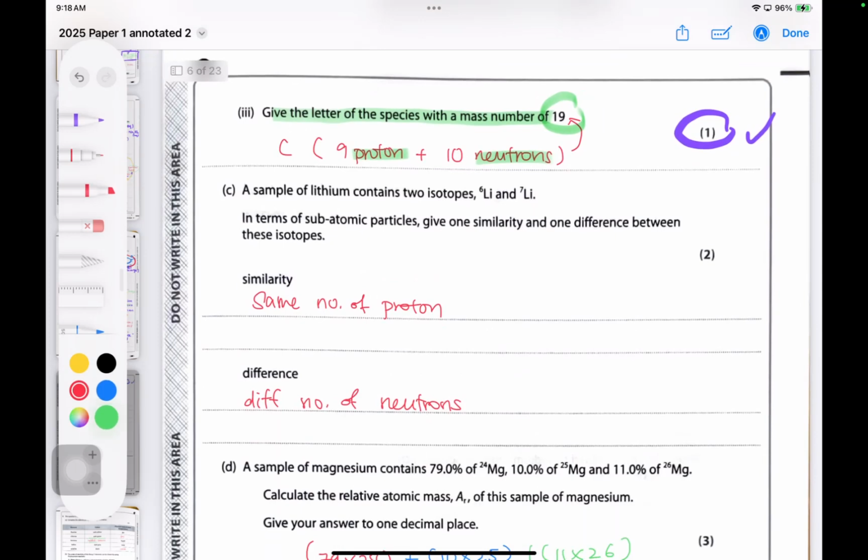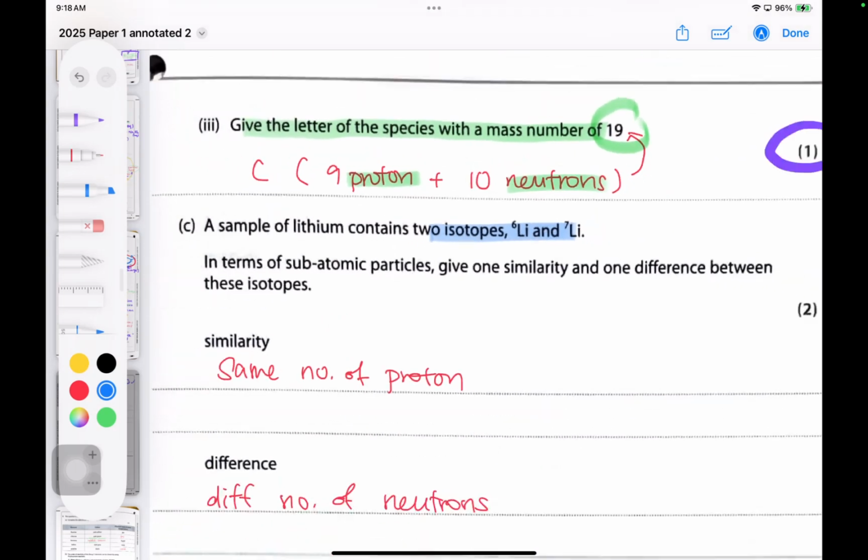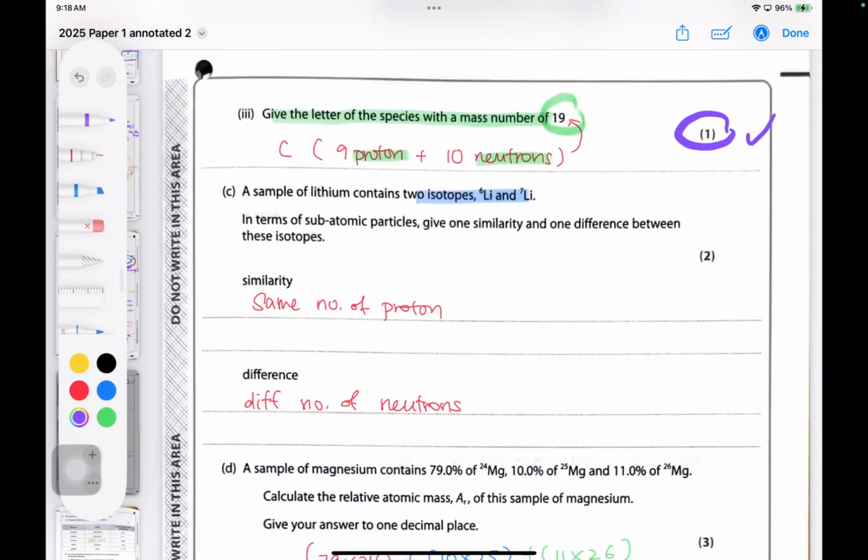Then we move on to isotopes. So we've got 2 isotopes here. They're both lithium, but the number at the top is different. One is 6 and one is 7. So what makes them different? This is a really popular question they are asking for: 1 similarity and 1 difference between the isotopes.